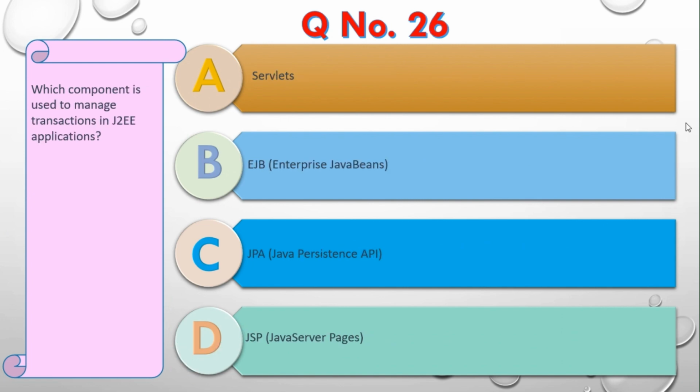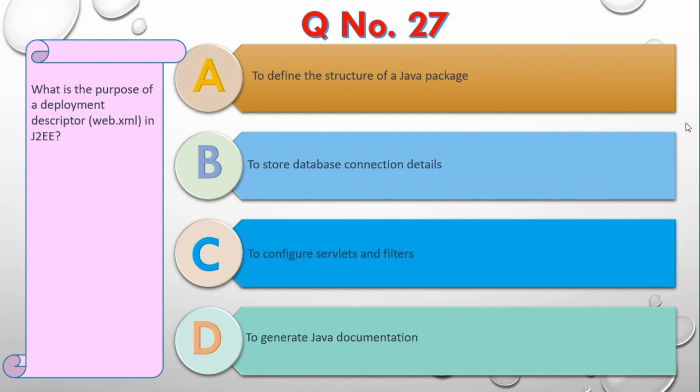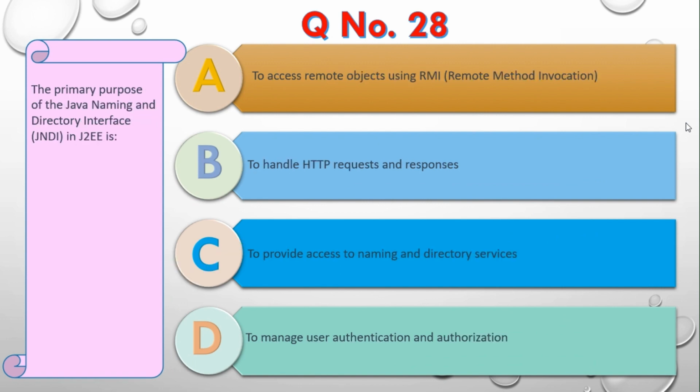JVM. Which component is used to manage transactions in J2EE application? EJB. What is the purpose of deployment descriptor? To configure servlets and filters. The primary purpose of JNDI in J2EE is to provide access to naming and directory services.